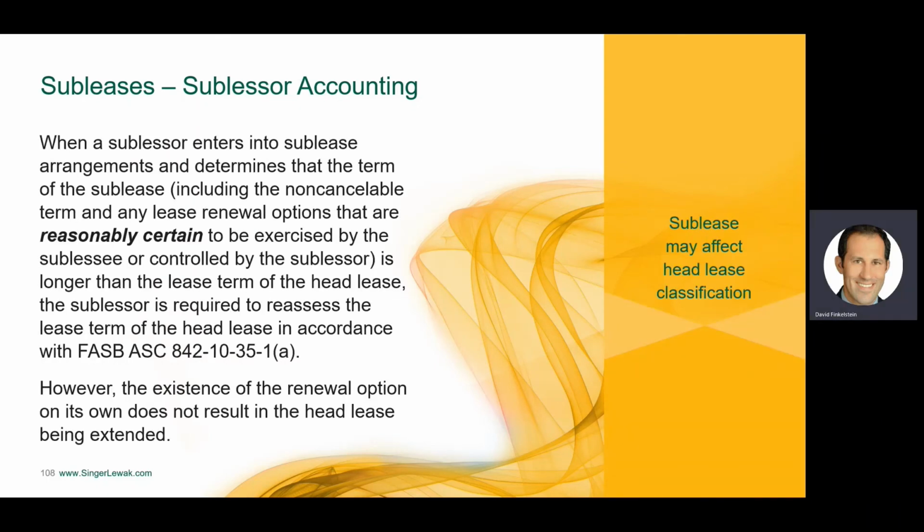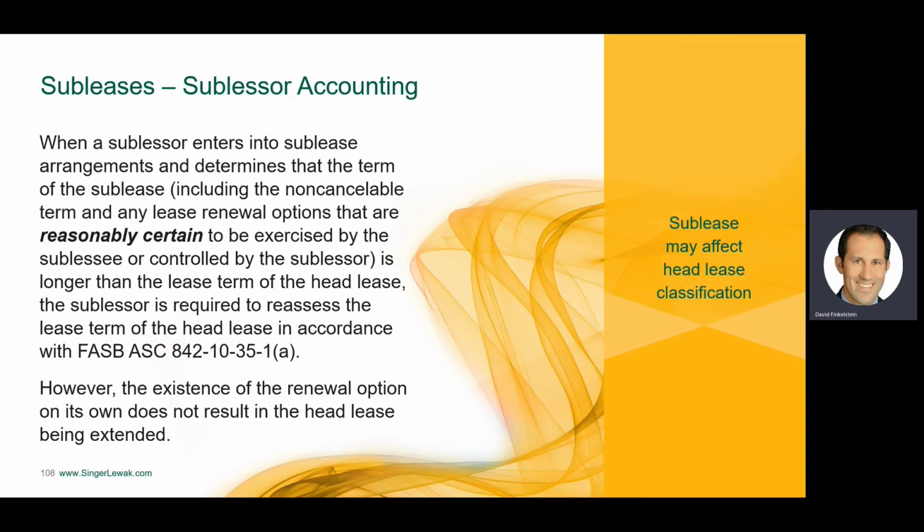When a sublessor enters into sublease arrangements and determines that the term of the sublease, which includes any non-cancelable term and any lease renewal options that are reasonably certain to be exercised by the sublessee or that are controlled by the sublessor, is considered to be longer than the lease term of the original head lease, the sublessor is required to reassess the lease term of the head lease in accordance with guidance in 842.